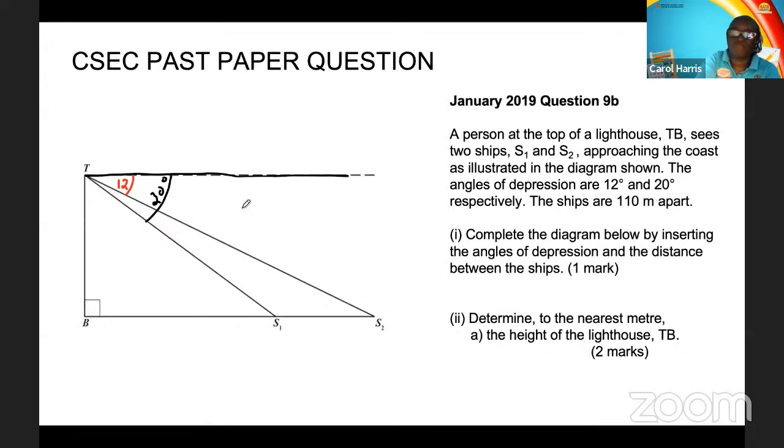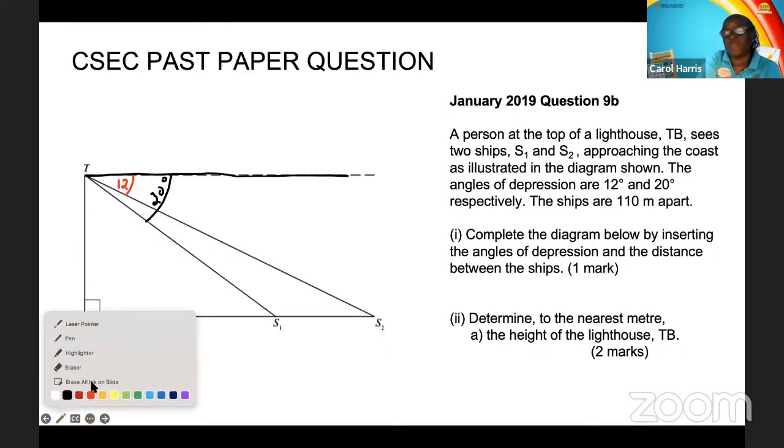Is everyone seeing it? So I'm going to label from the horizontal to TS2 and to TS1. So those line segments are where you would label. Where would the 110 meters be put?